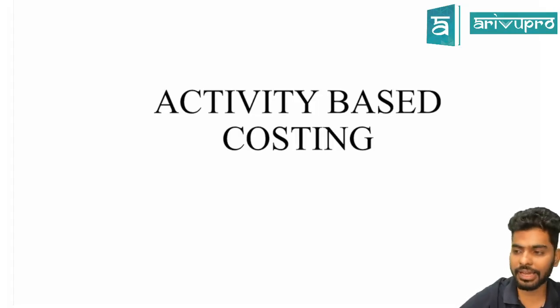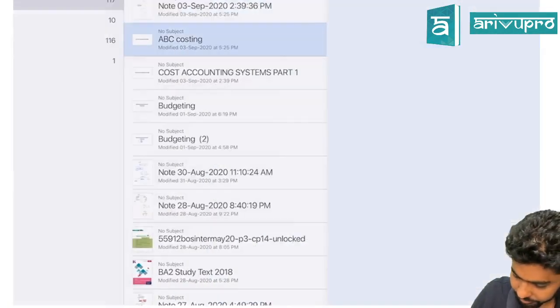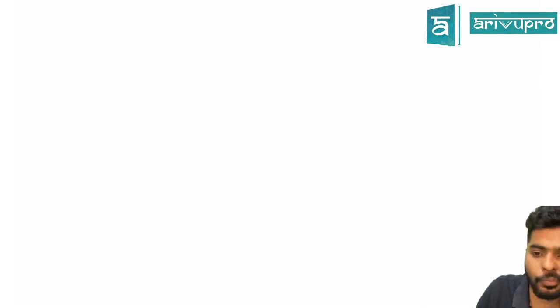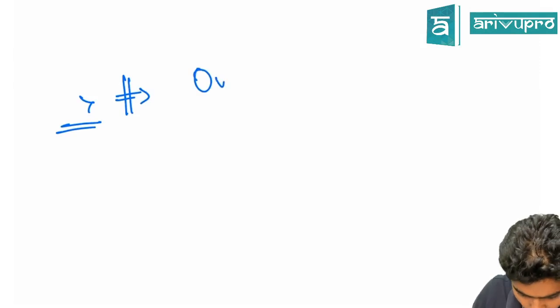Let's understand a chapter called activity based costing. Now, what is this activity based costing all about? Let me try to go back and understand absorption costing. Now, before we go into absorption costing, tell me about overheads.